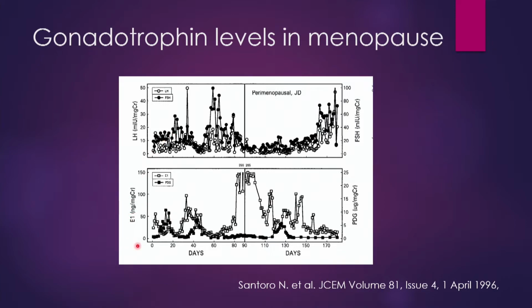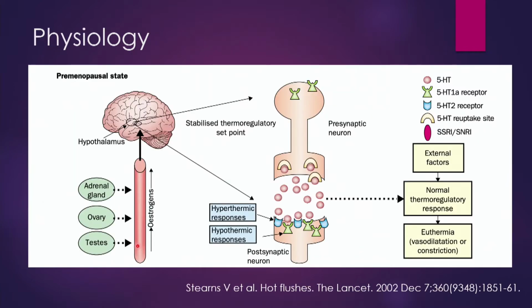There's quite a rate of variability day to day. And these hypergonadotrophic phases and these ups and downs in hormone levels is what triggers hot flushes. So if we simplify the physiology of the thermoregulatory center, so this is the anterior hypothalamic nucleus of the thermoregulatory center in the hypothalamus. The main mediator is serotonin.